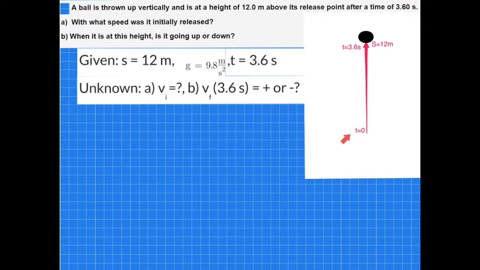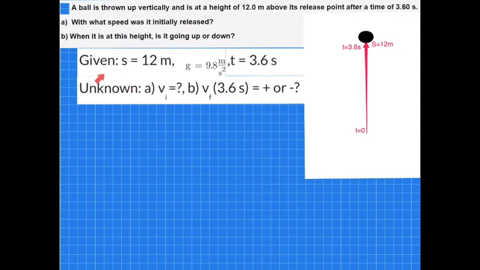Part B. When it is at this height, is it going up or down? If we assume that air resistance is negligible, then after the ball leaves the hand and the hand force is no longer acting upon the ball, the only force acting on the ball is the gravitational force. And we know that this is free fall motion. We also know that free fall motion is a special case of uniformly accelerated motion. And we know for that we require three things for problem solving.